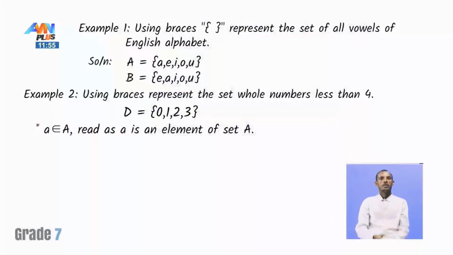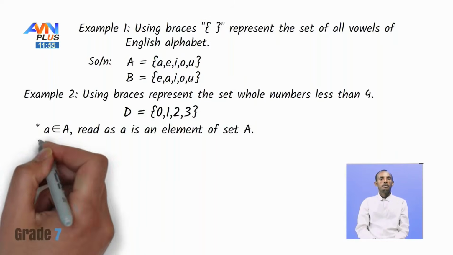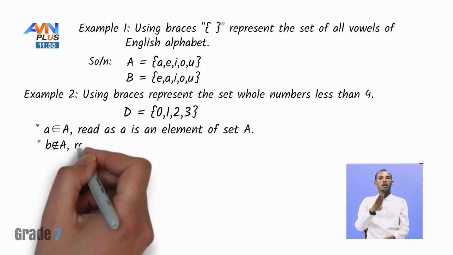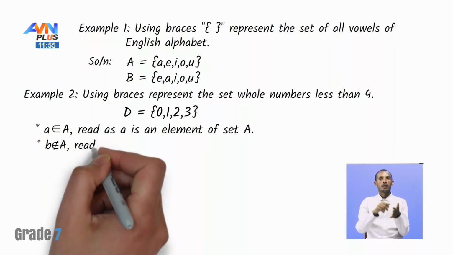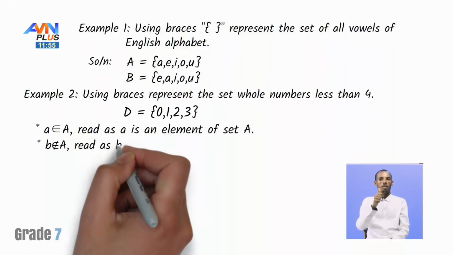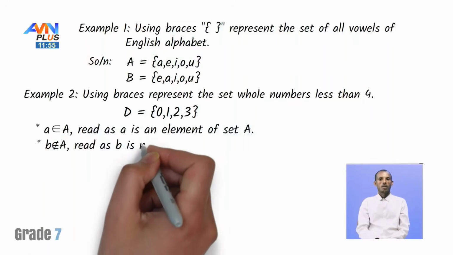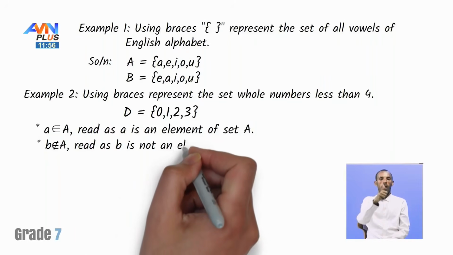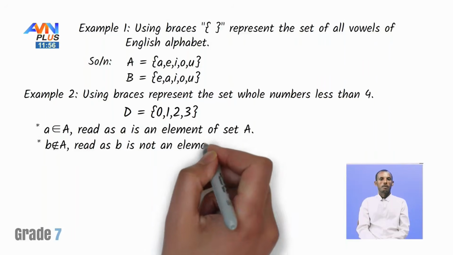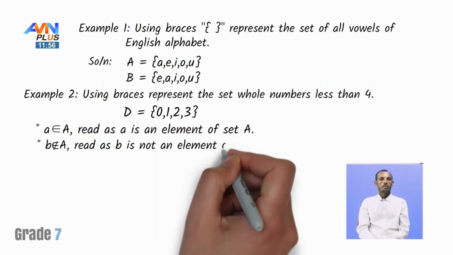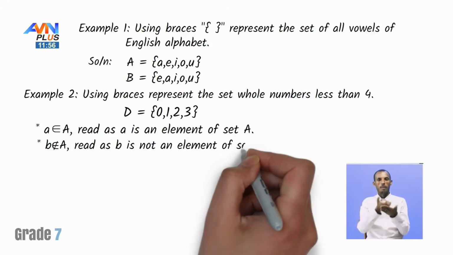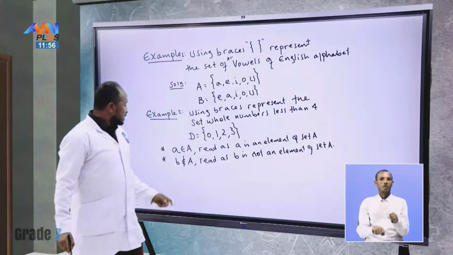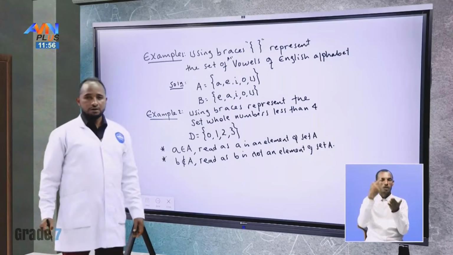Again, this one. B, this symbol is read as B is not an element of A. This one is read as B is not an element of set A. So, let's see an example for these two concepts.